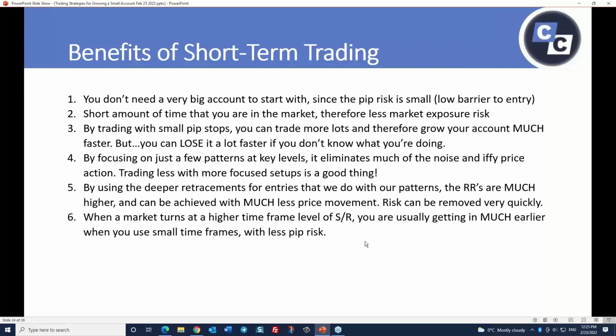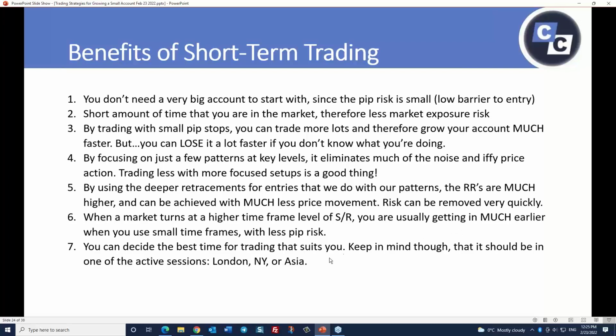When a market turns at a higher time frame level, like say it's turning on a daily level, but you get a 15-minute setup, you're usually going to get in much earlier when you use smaller time frames with less pip risk. And then for actually trading it, you have to decide on the trading time that suits you. Keep in mind, it should be an active session, London, New York, or Asia. You're not going to be able to trade them all. We're all human. You've got to have sleep and all that kind of stuff. So yeah, just keep that in mind.